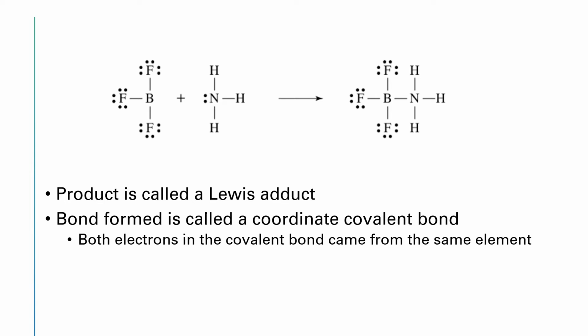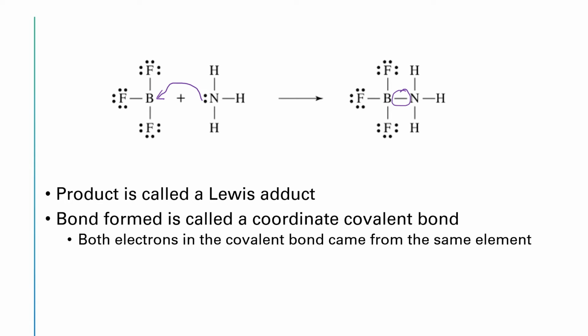This is an example of a reaction between a Lewis acid and a Lewis base. The BF3 acts as a Lewis acid because that boron is short of an octet, and so the lone pair on the nitrogen in ammonia can be donated to the boron, and we end up forming a covalent bond between boron and nitrogen based on that donated pair of electrons.